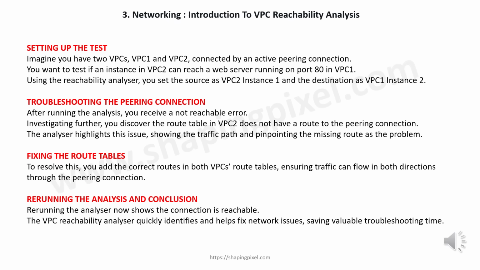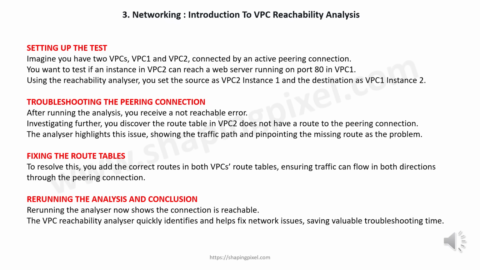Using the Reachability Analyzer, you set the source as VPC2 instance 1 and the destination as VPC1 instance 2. After running the analysis, you receive a not reachable error. Investigating further, you discover the route table in VPC2 does not have a route to the peering connection. The analyzer highlights this issue, showing the traffic path and pinpointing the missing route as the problem.